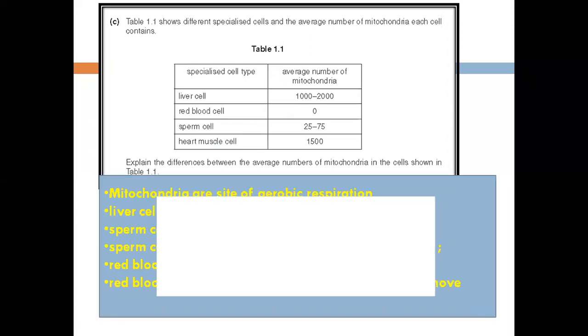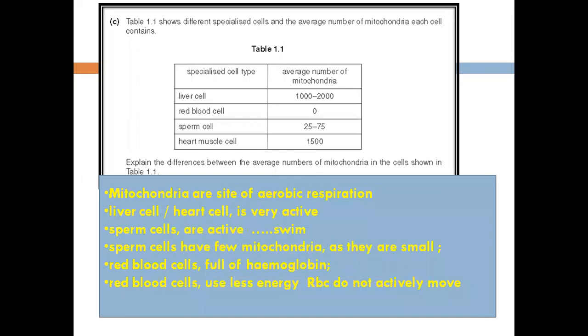Now, if you want to take some notes from that, you can. Mitochondria is the site of aerobic respiration. Liver cell is very active. Sperm cells are active, they swim, right? Sperm cells have few mitochondria as they are small. Red blood cell is full of hemoglobin. Red blood cell uses less energy, so it doesn't actually move like the sperm cell, and other cells like heart muscle cell contract, not like that.